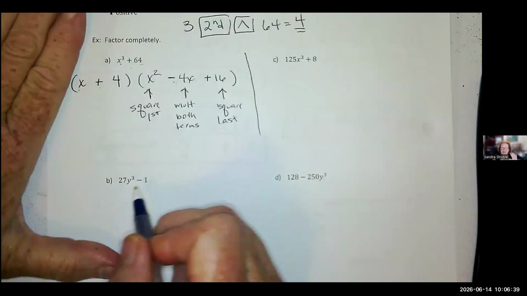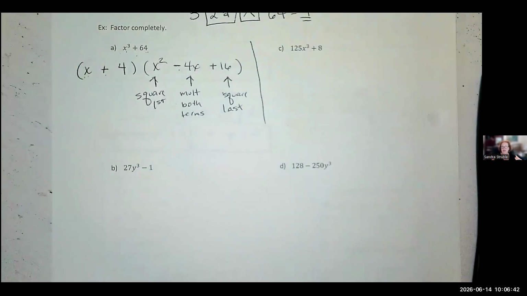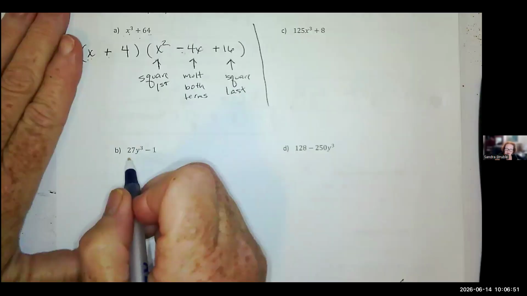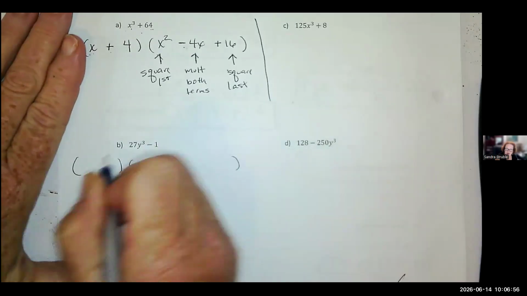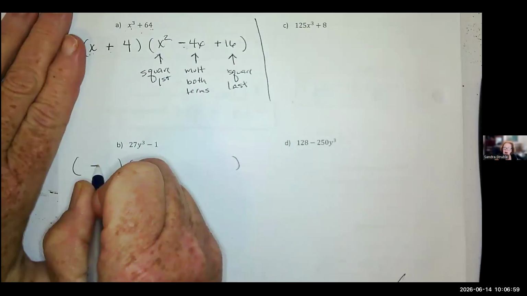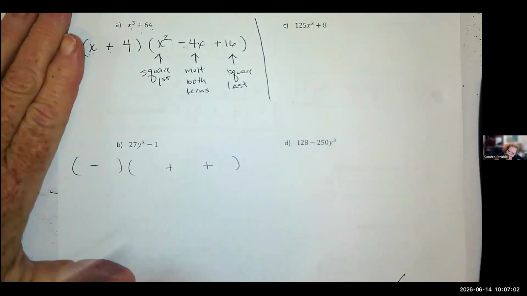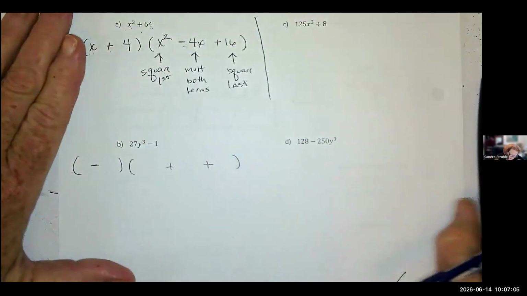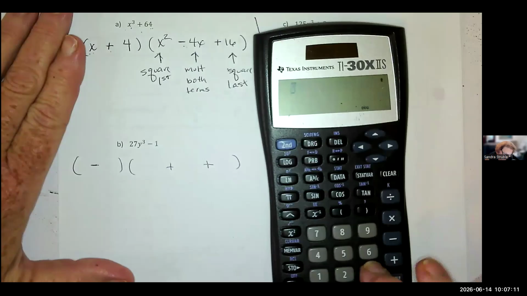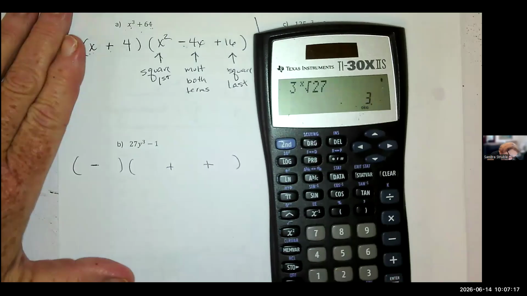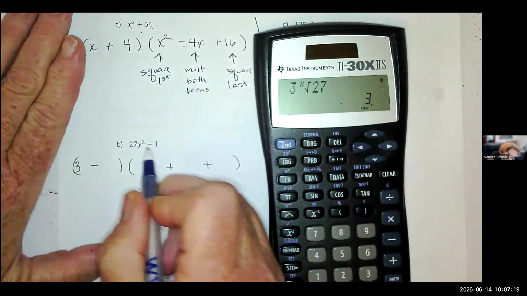I want you to pause the video, attempt this one yourself, and then come back to see how you did. Okay. All right. I don't have anything in common here. So I'm just going to go into my binomial and trinomial. It's a subtraction, it's the difference. So for the difference, my binomial has a minus, and everything in my trinomial is going to be positive. The cube root of 27, I'm going to use my 3, second, caret, 27 equals, and it is 3. Don't forget your y. Cube root of y cubed is y. Cube root of 1 is 1.